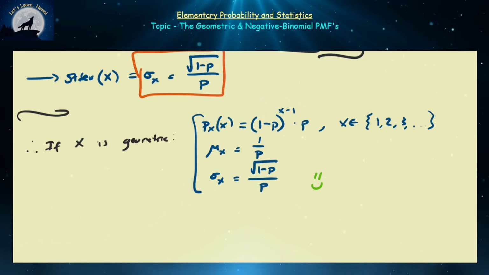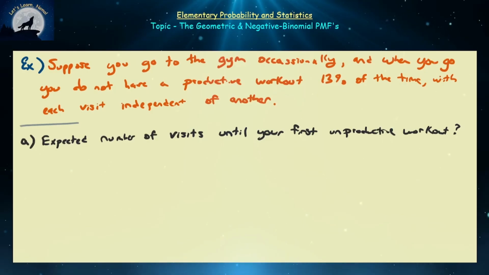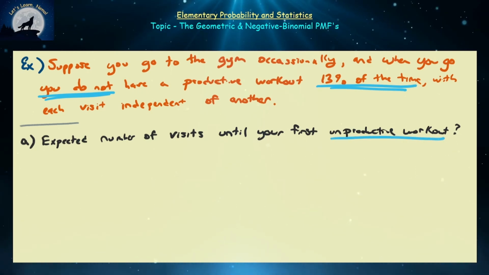Now that we have the important theoretical aspects of the geometric variable discussed, let's do a real-life example on how this can be used in practice. Suppose you go to the gym occasionally, and when you go, you do not have a productive workout 13% of the time, with each visit independent of another. What is the expected number of visits until your first unproductive workout? A couple of things I really want to emphasize here.